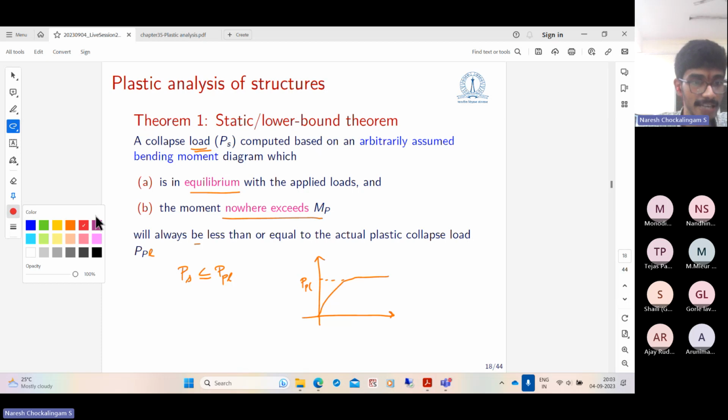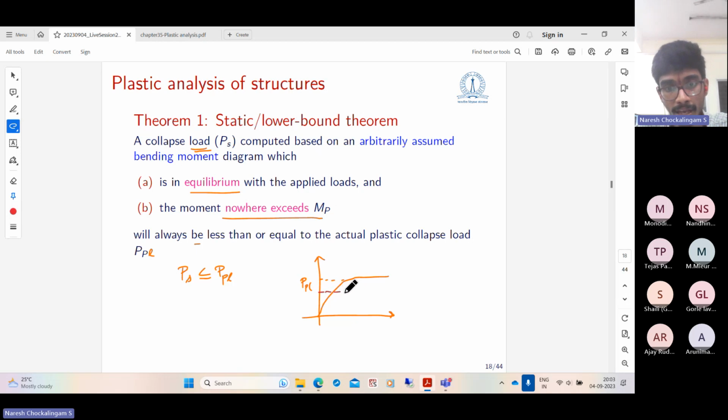In that case, instead of satisfying all the three, you satisfy only one or two of them. One is equilibrium, and the other is in the bending moment diagram, nowhere it exceeds MP. In that case, you will get an estimate P static, which is always less than or equal to PPL. So it is a conservative estimate.